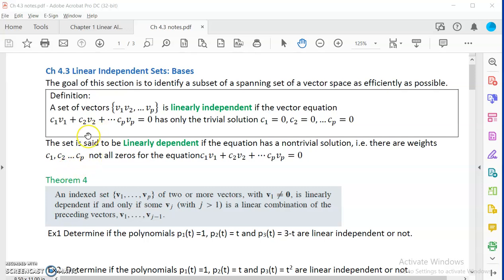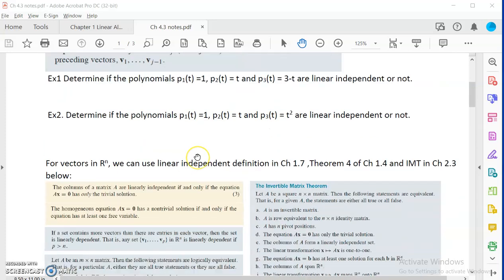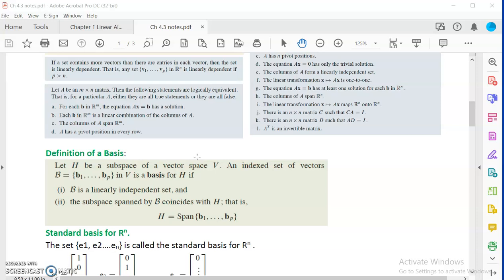Hello, linear algebra student. This video is for chapter 4.3, linear independent set and basis. So we continue with vector space that we introduced in 4.1 and subspaces in a vector space. These vector spaces consist of vectors, and we want to introduce a special concept called basis that can actually span that subspace or vector space.